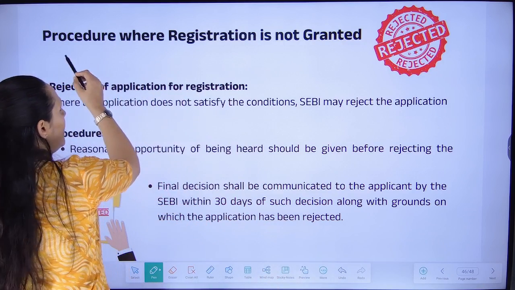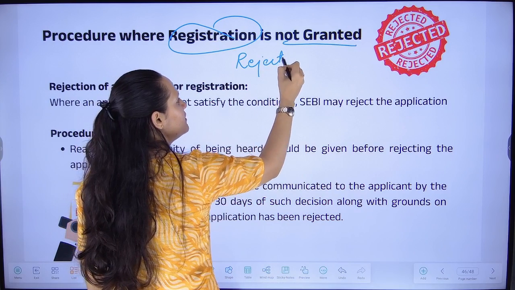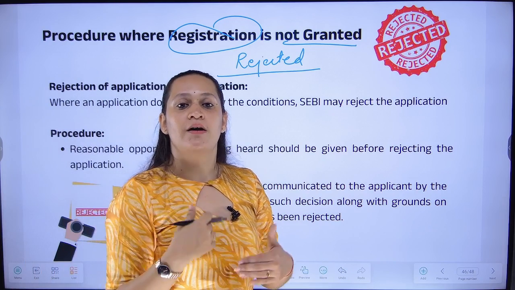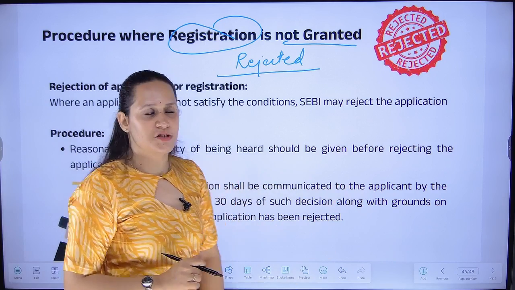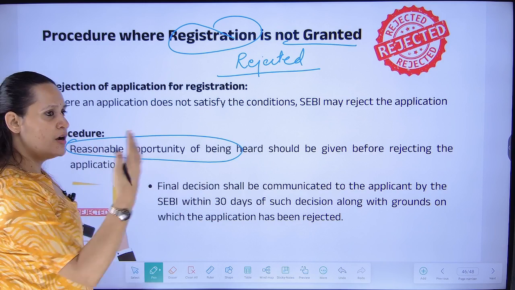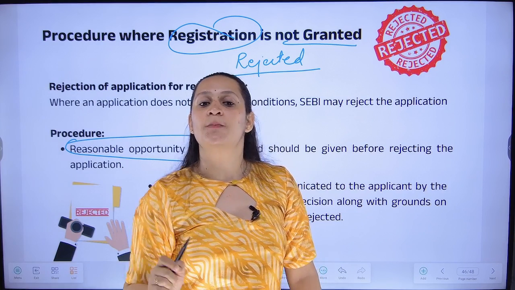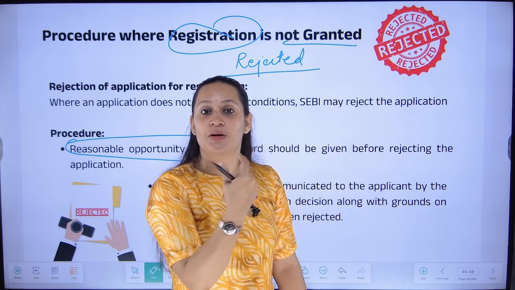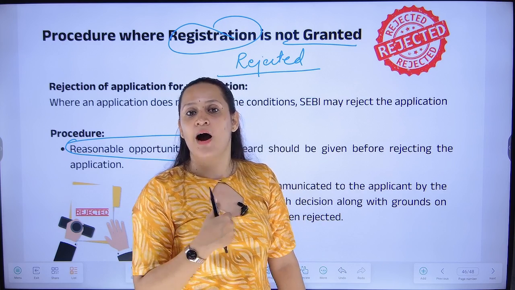Other scenario is where your registration is not granted, means your application has been rejected, whether it is a new application or the existing CIS. In that case, before rejecting, SEBI has to follow certain procedure. First and foremost is an opportunity of being heard should be given. Without hearing the other party, basic principles of natural justice, you cannot pass a judgment. You should give him an opportunity of saying why we should not reject his application. We should hear him, what is his point of view on our reasoning.